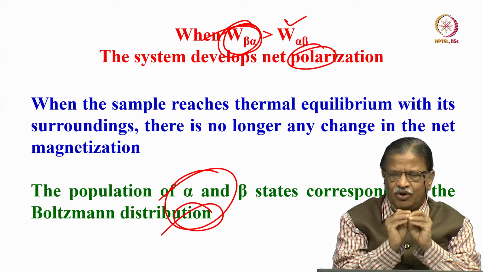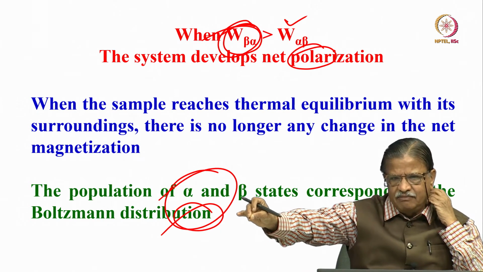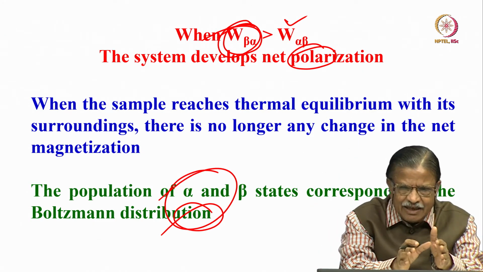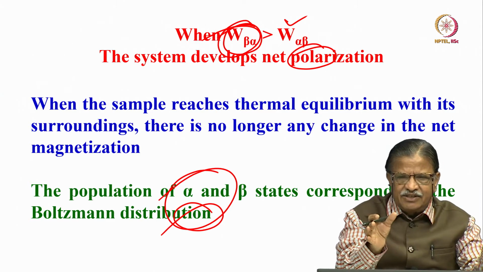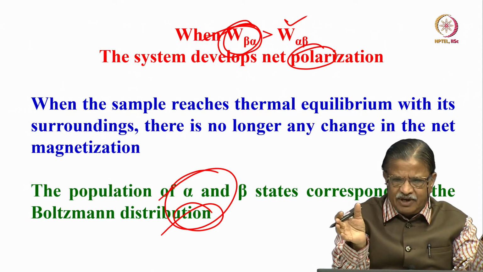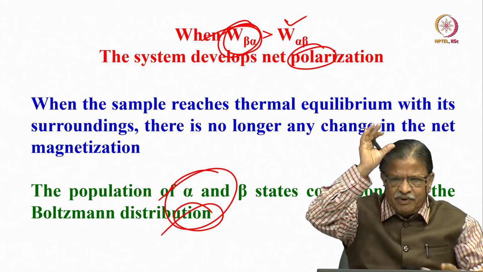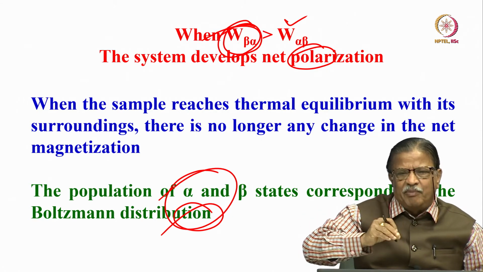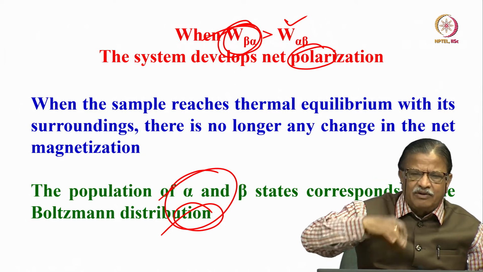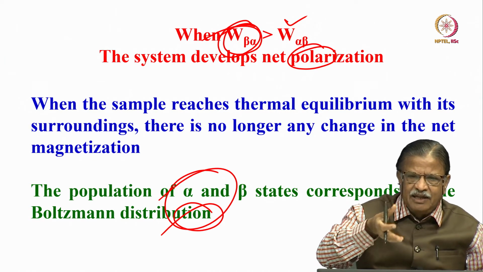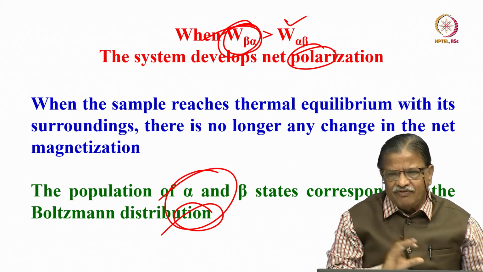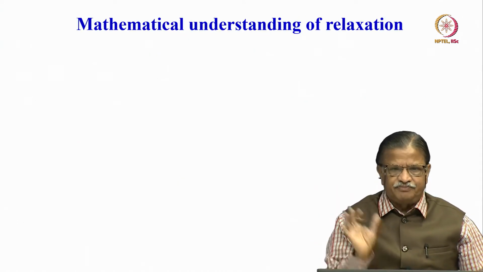All I said is don't do anything. Take the sample, put it in a magnetic field, wait for some time. Instantaneously there is a saturation situation where the population difference is not there. But after some time a population difference develops. It can happen because the probability of spins going from beta to alpha is much more than alpha to beta. If that happens, there is a net polarization. That is what I am telling you. And after some time there won't be any change, it remains the same.